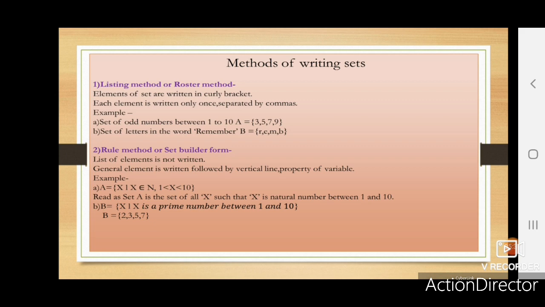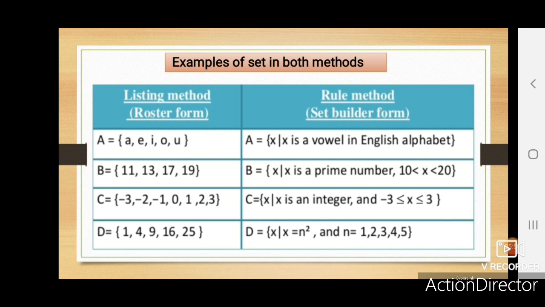B is equal to x such that x is a prime number between 1 and 10. B is equal to 2, 3, 5, 7. Let's see some examples of sets in both the methods. The first column indicates the listing method or roster form, and the second column indicates the rule method or set builder form.